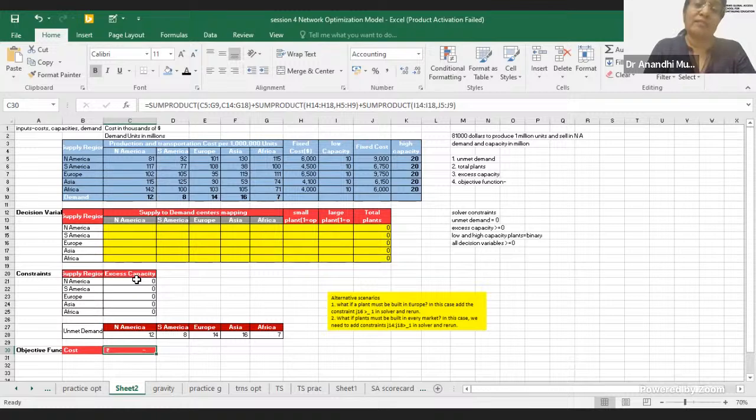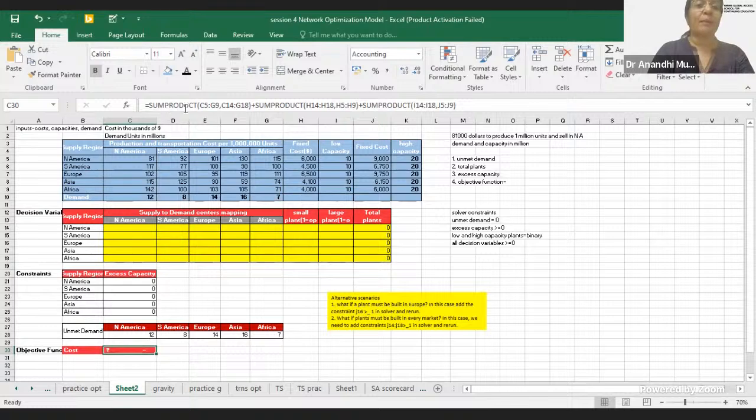Here we are going to crack this problem using Solver. To use Solver, always remember you need to have the objective function as a formula. The cell where you want the system to suggest the answer should contain a formula, otherwise Solver will not accept it. What you want to identify here is cost. Cost is going to be the sum product of all the production, the fixed cost for low capacity, and the fixed cost for high capacity. Everything put together is going to be the cost.